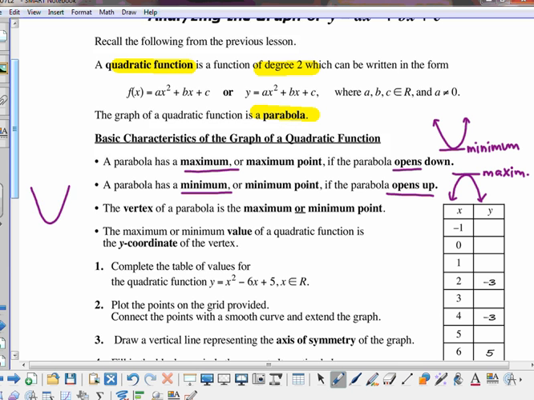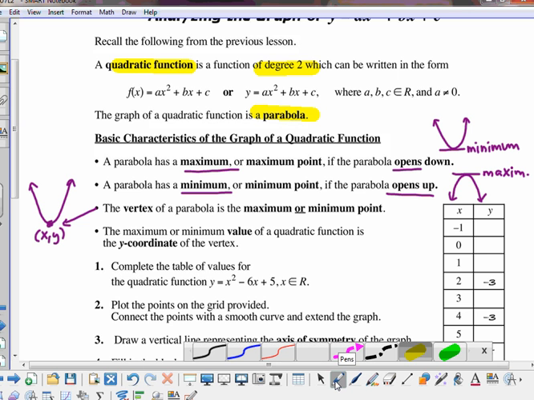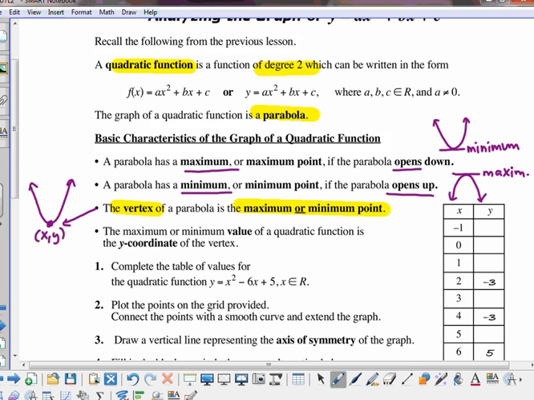The vertex, so the max or min point, is going to be x comma y, and we call that the vertex. So not just how high or low does it go, but actually as a point is what we call the vertex. It is a minimum or maximum point. And the max or min value of a quadratic function is a y coordinate. So when I say what's the max value, I just want the y value, because the max or min just tells us how high or how low it goes. Not where the x is, but just where the y is.